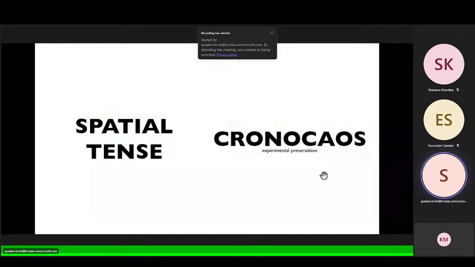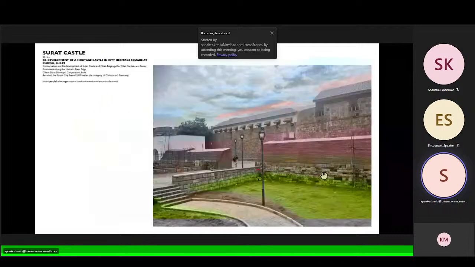So this is one of the projects. I will not go through the details of the project. It's the Surat Castle. But what I wanted to highlight here is that we were very fortunate, when working on this castle, that we got a lot of archival material. We also got 1:50 scale drawings of the castle, literally ground floor, first floor, sections, and so on. But we found this out when we were almost 70% done.